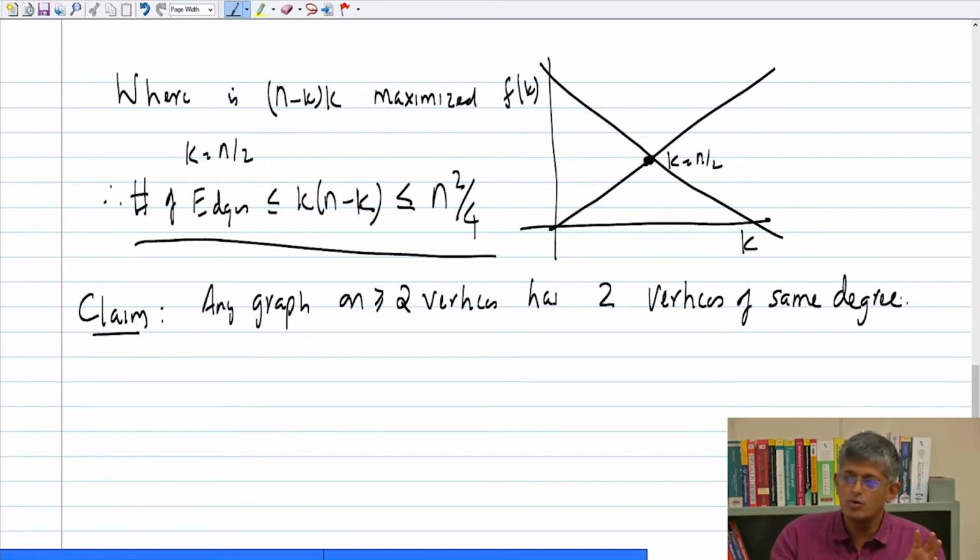Let me make it more dramatic. If you look at the internet, which has a lot of network elements, routers, switches, and all these things, if somebody says that there are at least two network elements which have exactly the same degree, it looks like a very mysterious fact. Why should it be true? So why is this true?